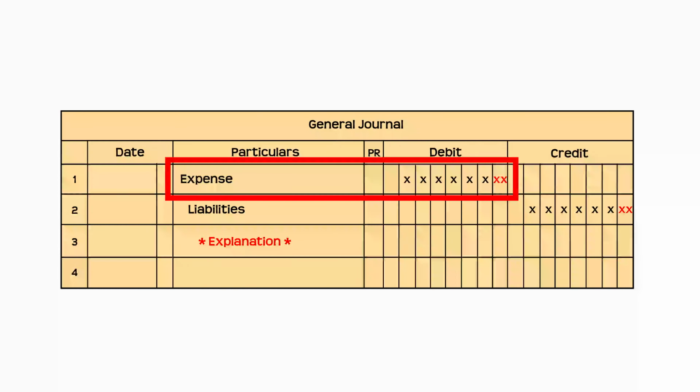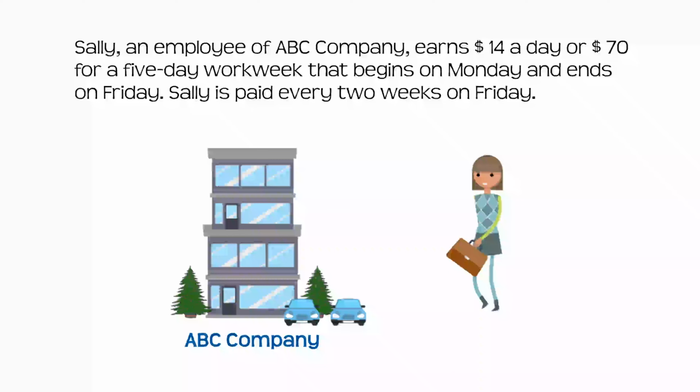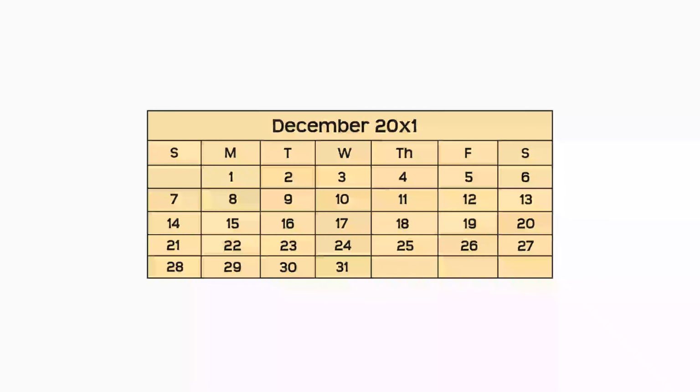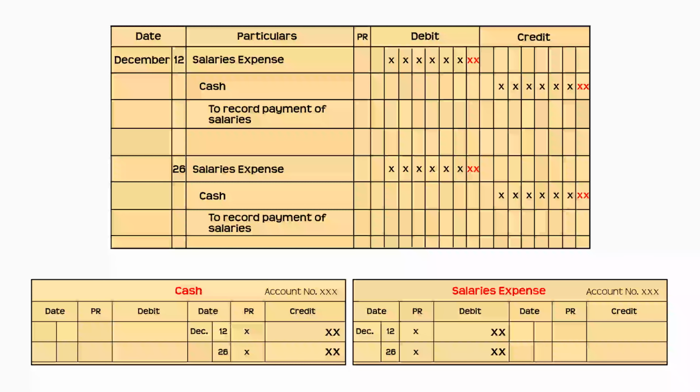Here are some examples. Sally, an employee of ABC Company, earns $14 a day or $70 for a 5-day work week that begins on Monday and ends on Friday. Sally is paid every 2 weeks on Friday. Look at the calendar during the company's accounting period. The payment of their salaries falls due on December 12 and 26 and is already recorded in the journal and posted in the ledger.